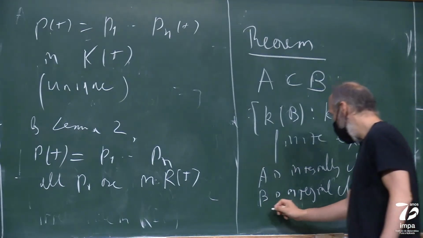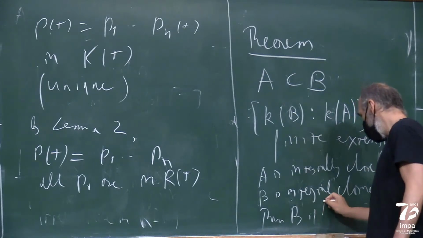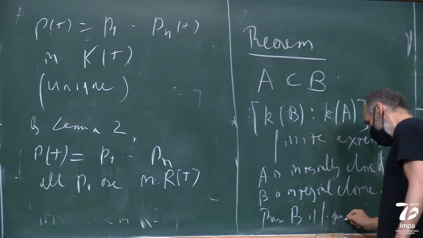Then B is finitely generated as a module.